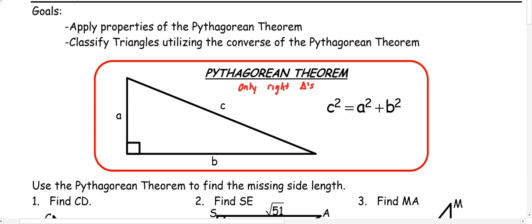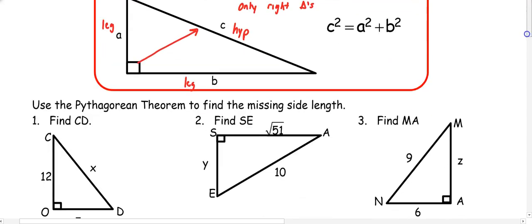And in the Pythagorean theorem, we have c squared, which represents our hypotenuse squared. Remember, the hypotenuse is always the side across from the right angle. It is equal to a squared, which is a leg, plus b squared, which is a leg. So we're going to always take the hypotenuse and put it by itself, and the legs are always together.